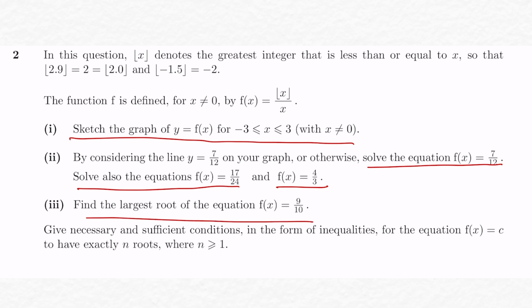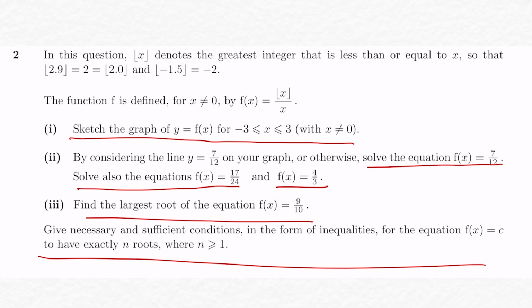And then actually, even though they've not labelled it as a part, there is another question at the end, which is give necessary and sufficient conditions in the form of inequalities for the equation f of x equals c to have exactly n roots. So this last bit is also another question. So there's actually 1, 2, 3, 4, 5, 6 different questions within this whole question.